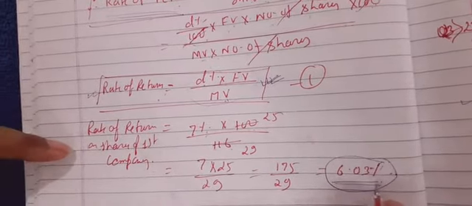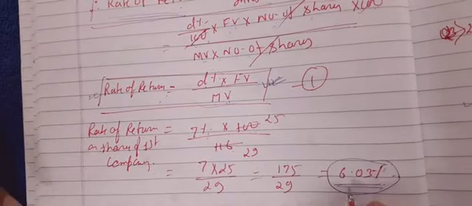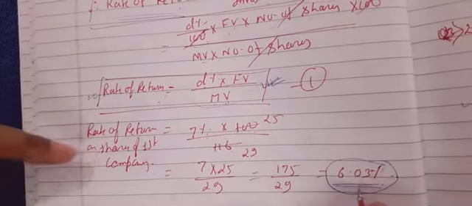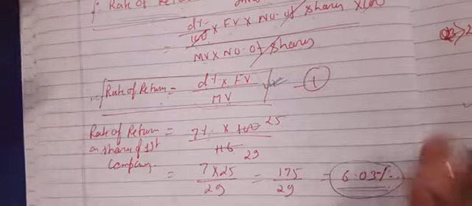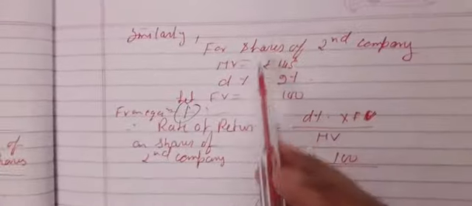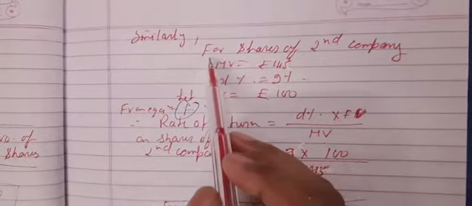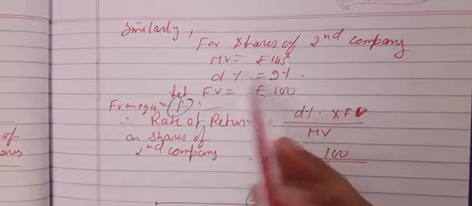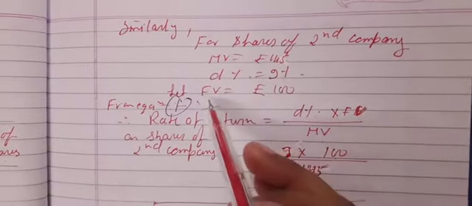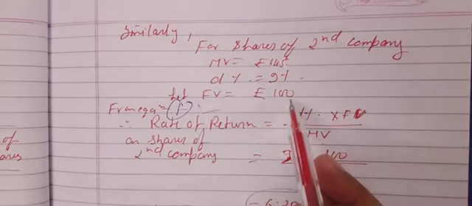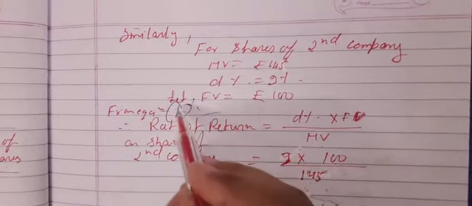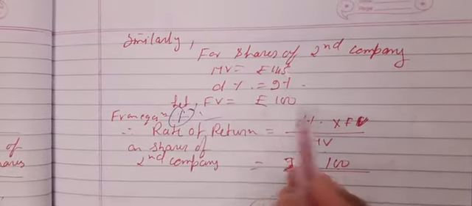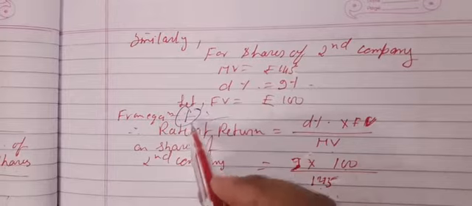It means out of 100 rupees the person will get 6.03 rupees profit, the rate of return. Now we will do the same thing for the second share, because we have to compare which is more profitable. So we have written here that market value for the second type of share is rupees 145, dividend percent is 9%, and face value is rupees 100, that is also an assumed face value. So I have written: let face value be rupees 100. From the equation, we need not do it again.